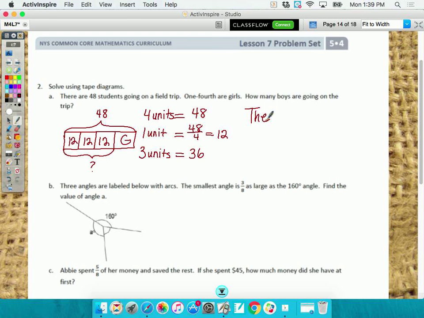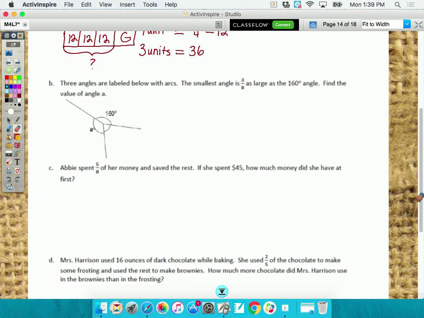The total number of boys going on the trip is 36. She got it, okay? That's a good 5th grade sentence. We're not going to take time to write them right now, as long as you share them with me. That's it. Take a look at the next one, and then I'm going to stop recording and finish recording with block 4.